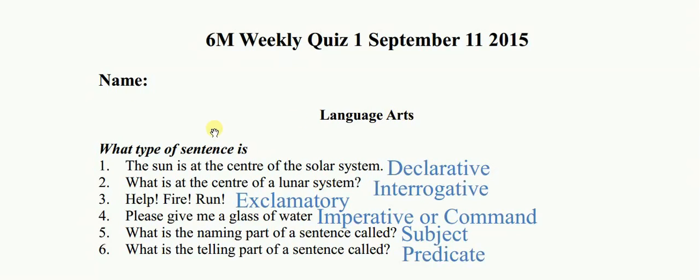Hi guys, want to look at weekly quiz 1. Let's review that now. First section is language arts and we were looking at sentence types. So number 1, the sun is at the center of the solar system. What type of sentence is that? That's a declarative sentence. All right, that just makes a general statement.